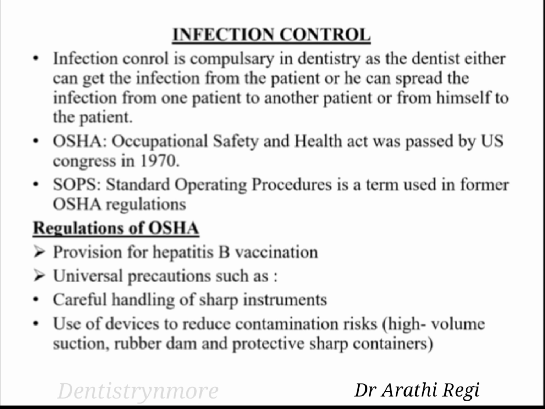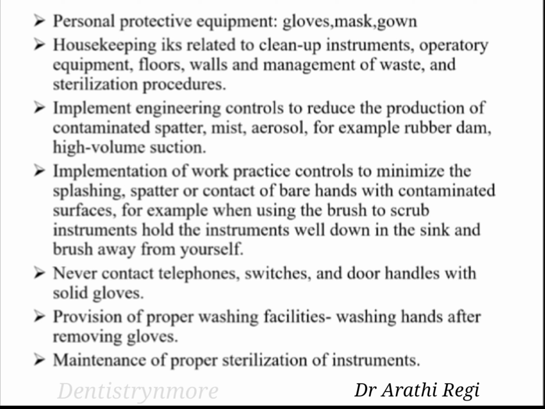Next one is infection control. So in case of any question asked like infection control, you must give the headings like OSHA, that's Occupational Safety and Health Act, that was passed by US Congress in 1970, and the regulations of the OSHA, that is the provision for hepatitis B vaccination, and the universal precautions. You must give the universal precautions. We must be thorough with these precautions. Careful handling of sharp instruments, use of devices to reduce contamination risk, somewhere like that. Here, that is the precautions.